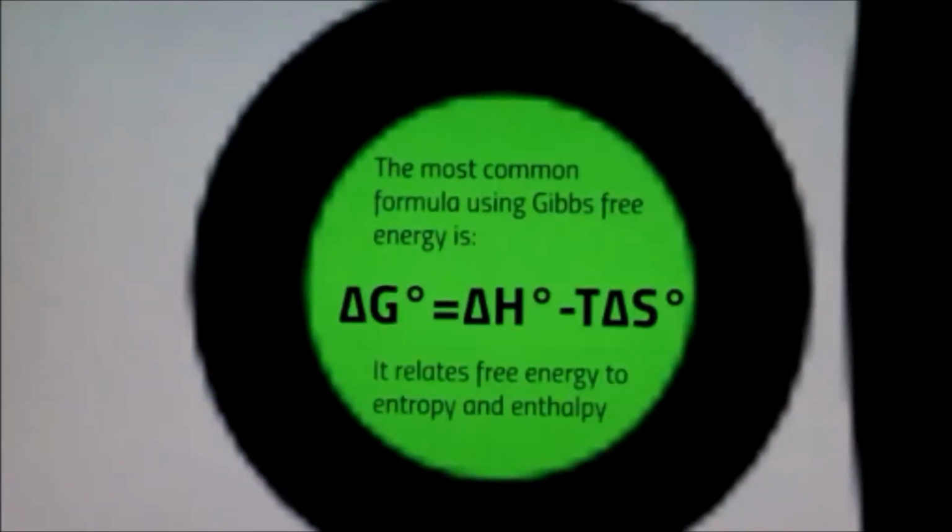The most common formula for Gibbs free energy, which relates it to enthalpy and entropy, is delta G standard is equal to delta H standard minus temperature in Kelvin times delta S standard.